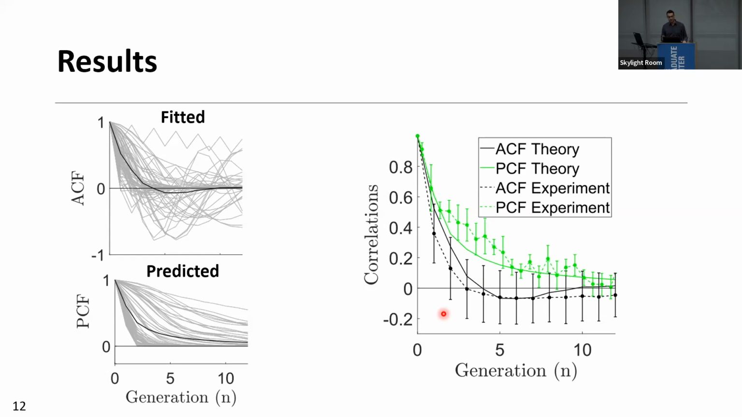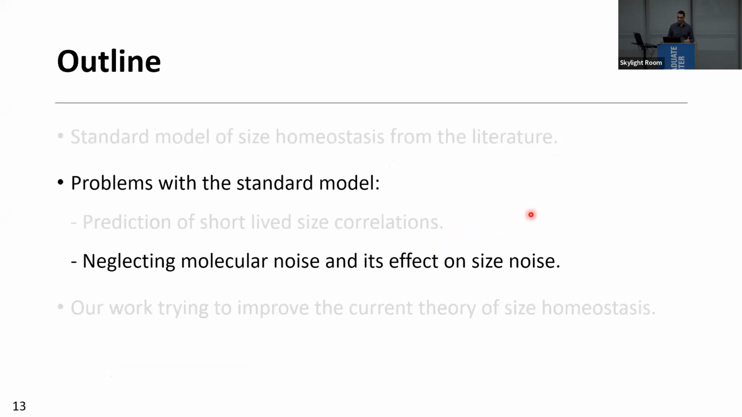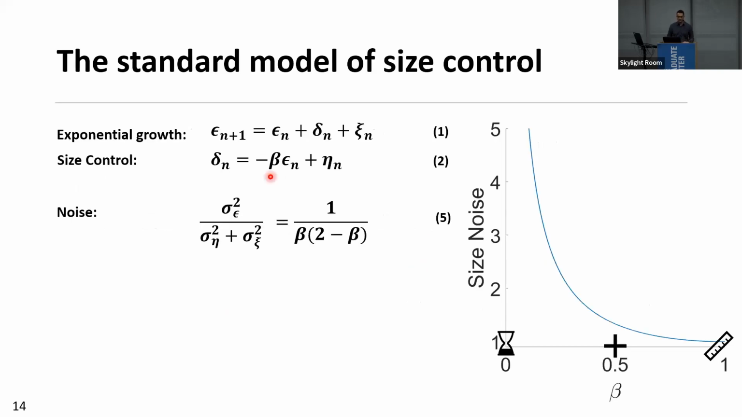So this was the first part of the talk, where it was all phenomenological. Now I want to highlight the second problem and introduce a mechanistic model. The second problem with the model is that it neglects noise associated with internal processes happening inside the cell. So for that, we added to the model.